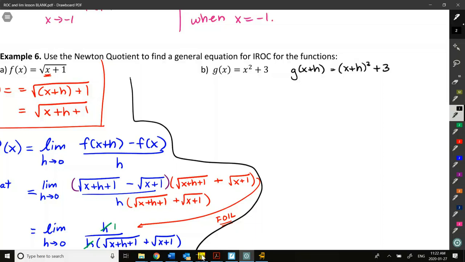Yes, very good. So (x plus h) squared is not x squared plus h squared. I don't just put that exponent in there. I actually have to FOIL out (x plus h) times (x plus h), which gives us x squared plus 2xh plus h squared plus 3. Don't be that guy that writes x squared plus h squared. Please.